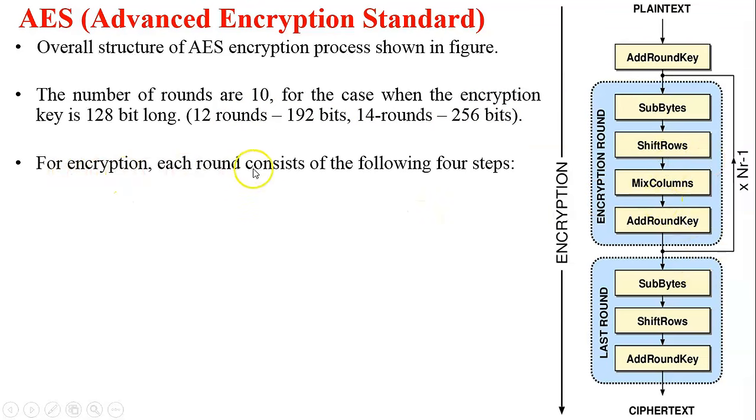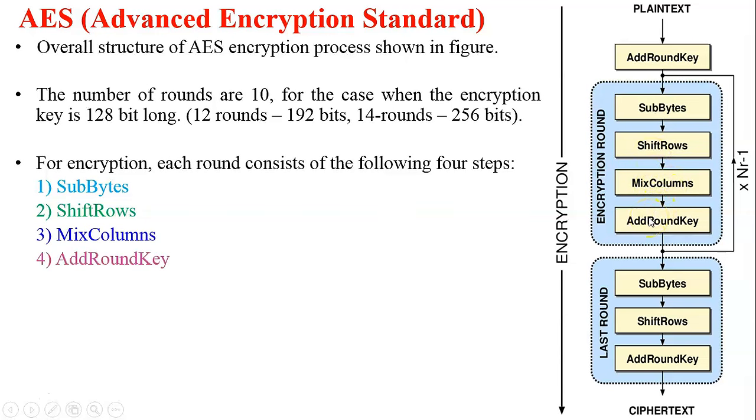So for encryption, each round consists of the following 4 steps. You can see over here, this is the first round, or we can say any of the rounds. First is substitution byte, second is shift rows, third is mix column, fourth is add round key. In the last round, it may be the 10th round, 12th round, or 14th round.